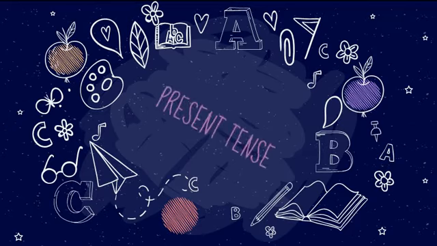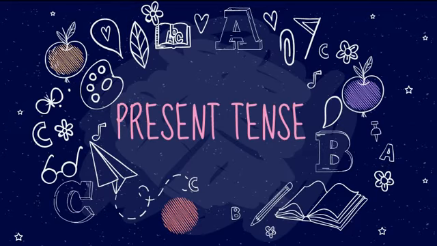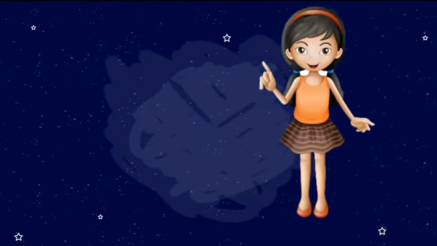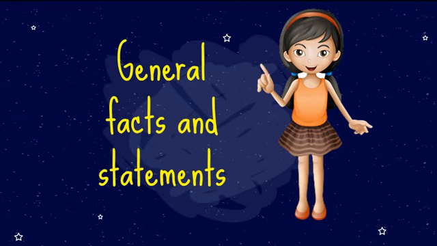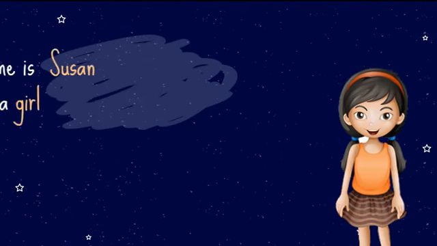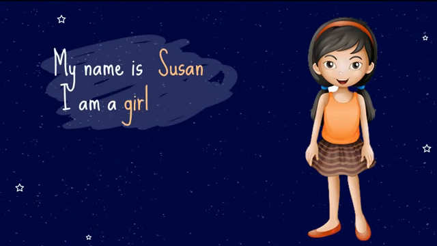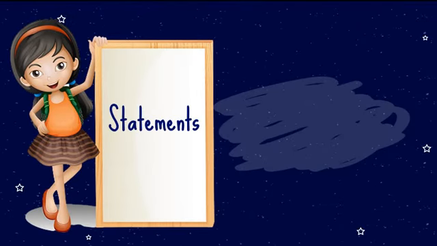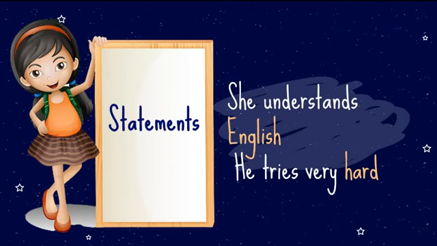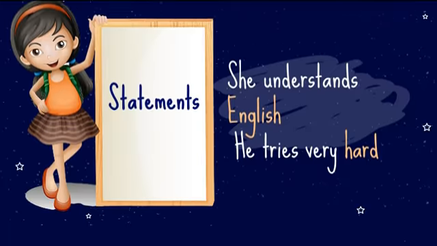Today we are going to learn about present tense. We use present tense to talk about general facts and statements. Facts are things that are true. For example, my name is Susan, I am a girl. And for statements, our examples can be, she understands English, he tries very hard.